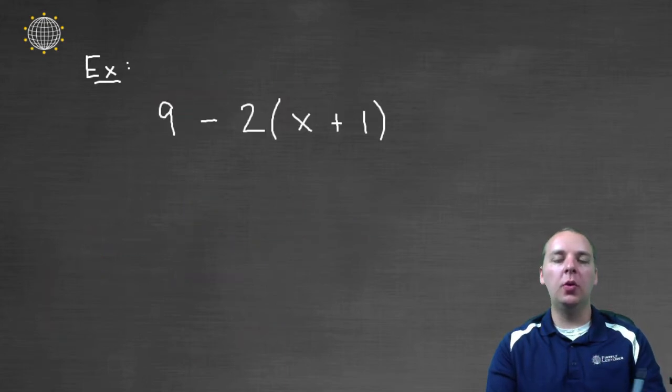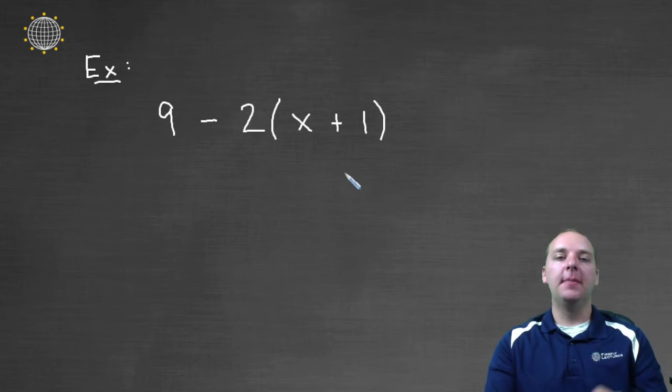All right, let's look at one more example here. 9 minus 2 times the quantity x plus 1. So I put this example in here on purpose. This is probably where the most common mistake happens when you're talking about distributing.